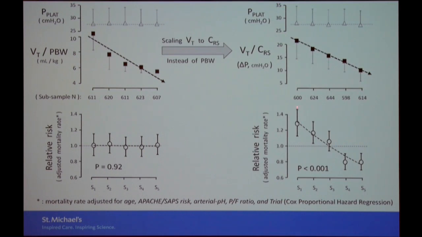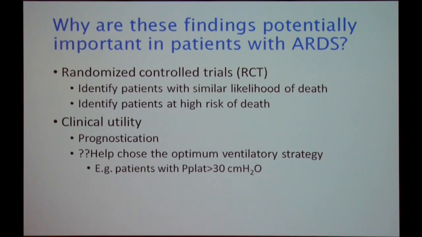And of course, I showed you this essentially. When you normalize to compliance, there's a decrease in the relative risk. And there's other data to show that tidal volume normalized to body weight doesn't do it, both in terms of data like this, but also in the mediational analysis that shows that that's not the critical variable, that it goes through delta P. So why are these findings potentially important in patients with ARDS?